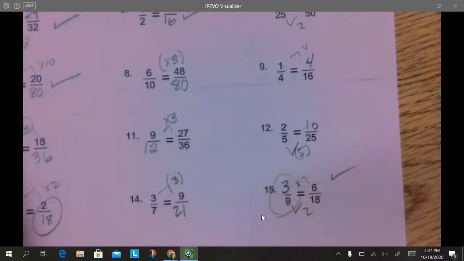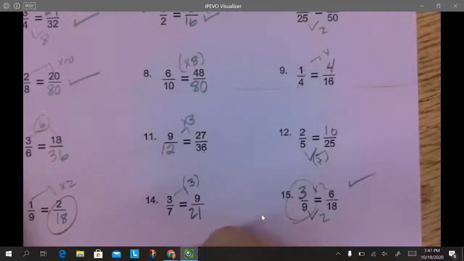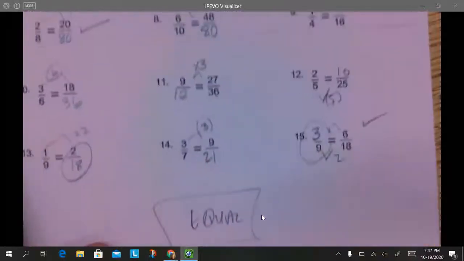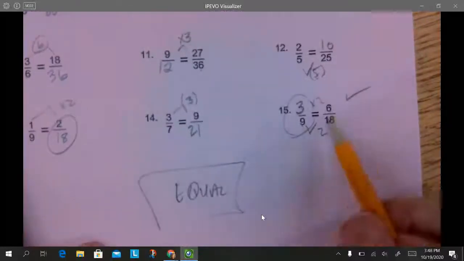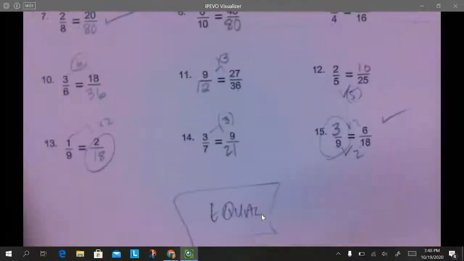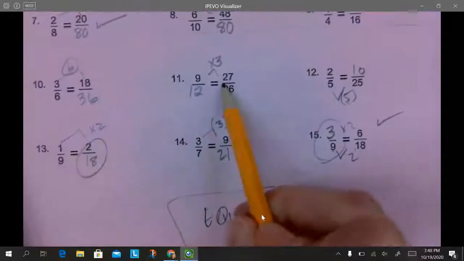Okay, you guys are doing a good job working on equivalent fractions. Remember, they must be equal. Like you're doubling the recipe. Double the recipe. Triple the recipe.